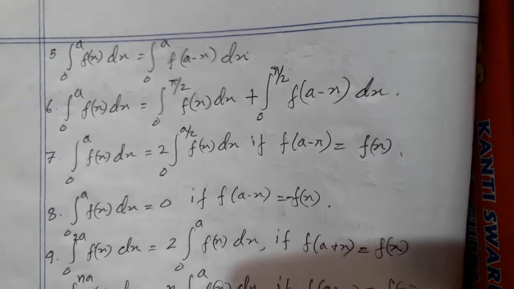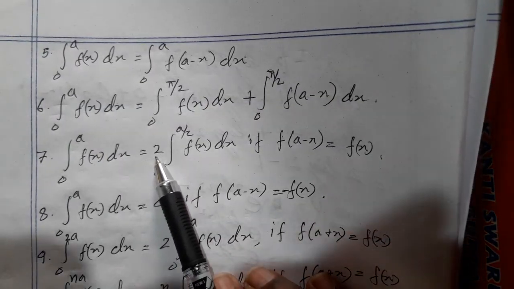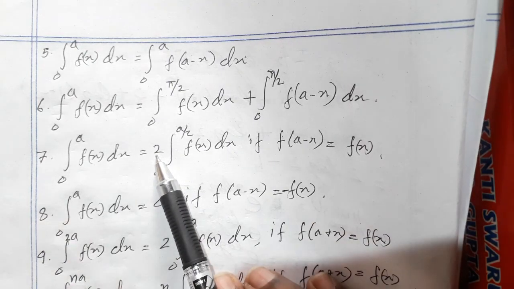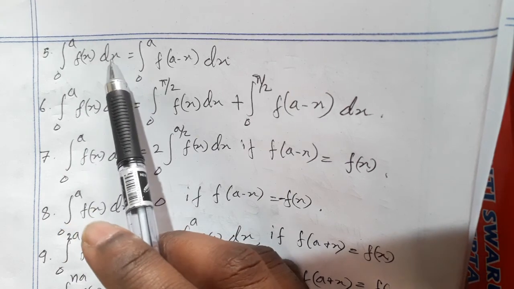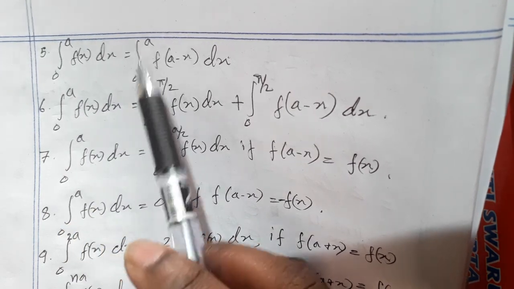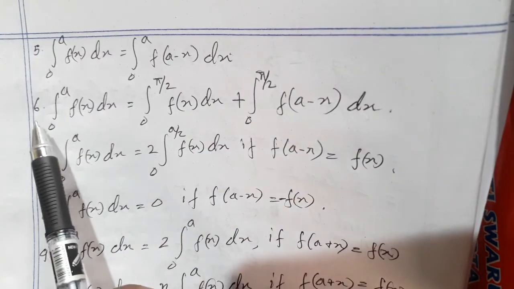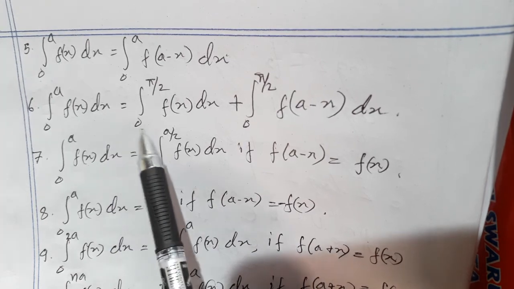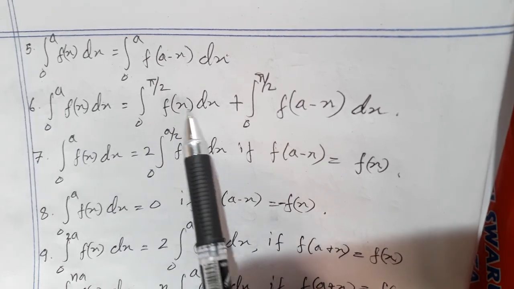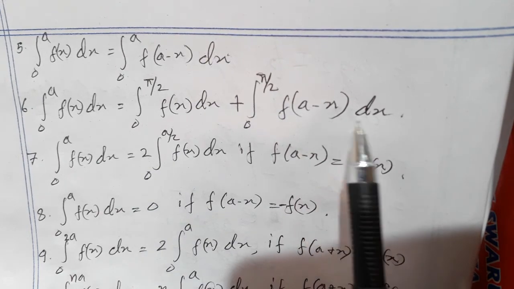Next property here, we have the integral from 0 to a of f(x) dx is equal to the integral from 0 to a of f(a minus x) dx. Sixth property, we have the integral from 0 to a of f(x) dx, which is equal to the integral from 0 to pi by 2 of f(x) dx plus the integral from 0 to pi by 2 of f(a minus x) dx.